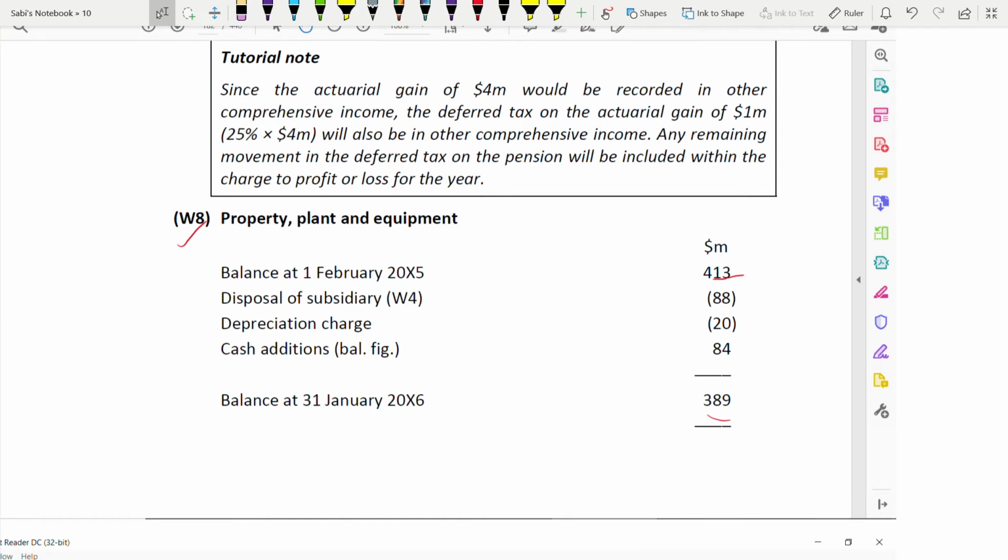Disposal of subsidy, depreciation charge 20 million. Last note it is given, you need to deduct depreciation. The balance is your cash balance. Okay, cash balance is your cash addition. You have spent 84 million.